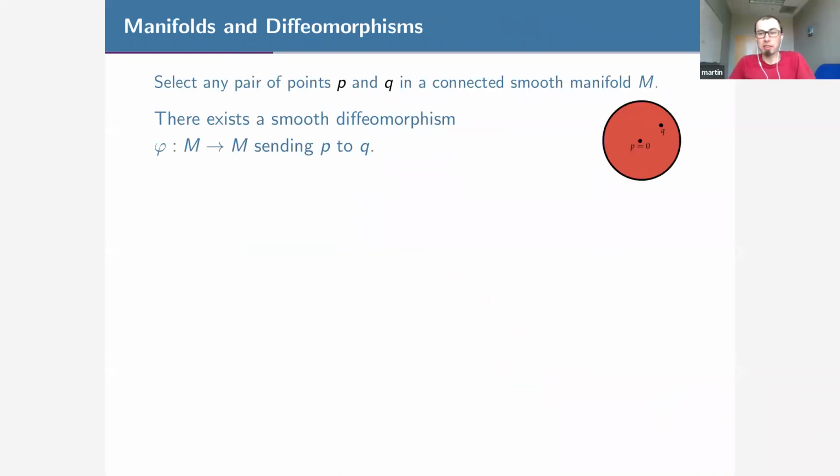But before I do that, to be friendly to everyone, I'm going to tell you a bit about what a Whitney stratification is precisely and why it's an interesting thing to have. As a motivation, if you have a smooth manifold, say M, and you have two points P and Q in it, it's not too hard to show that there's a smooth diffeomorphism that's going to take P to Q.